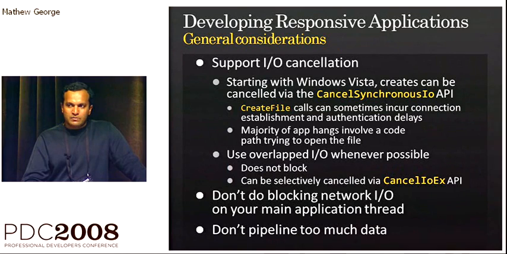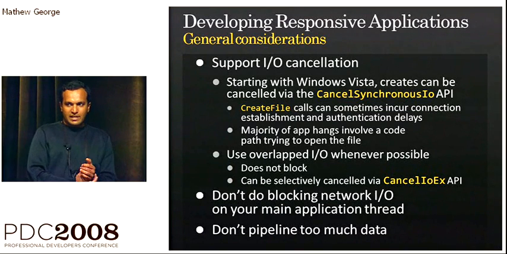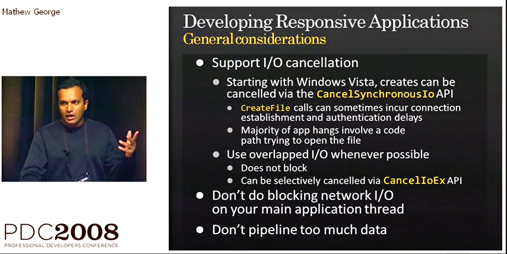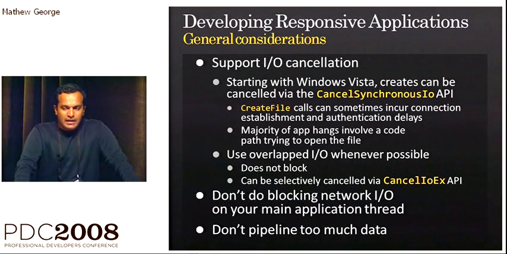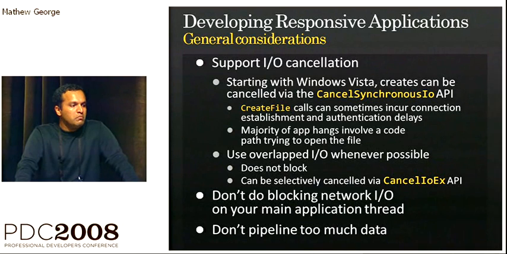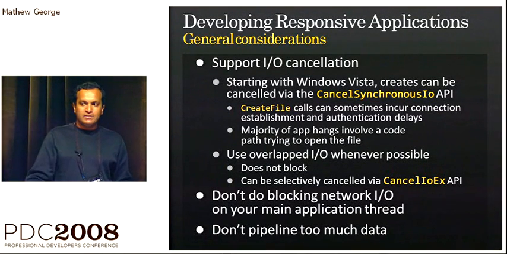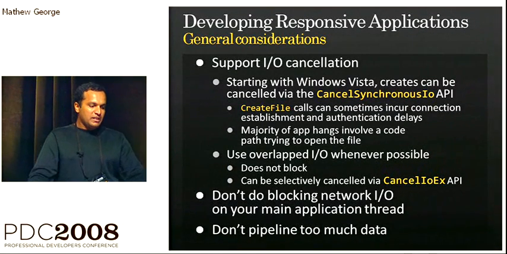Use overlapped I/O whenever possible. With overlapped I/O, you have the additional benefit that you can selectively cancel a particular overlapped operation or all overlapped operations on a handle. So you can use the cancel I/O EX API to handle the cancellation. And overlapped I/Os don't block, so it frees up your thread to do other tasks like handling user input. And a very important guideline: don't do blocking network I/O calls in your main application thread, especially if it's a UI app. It will result in hangs and poorly responding applications.